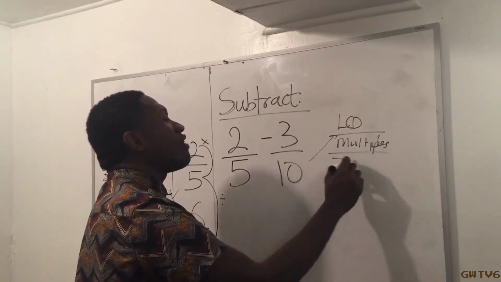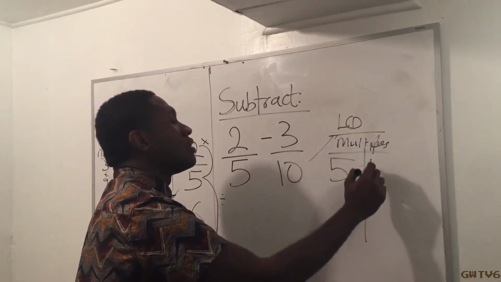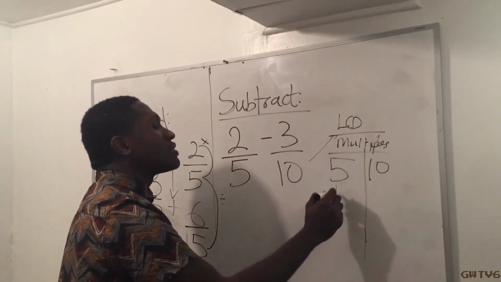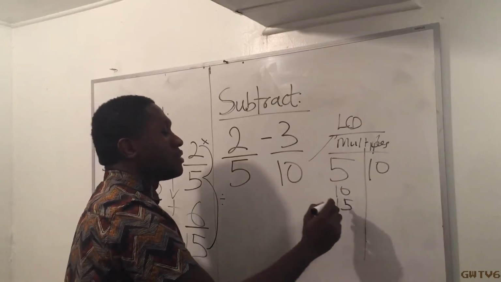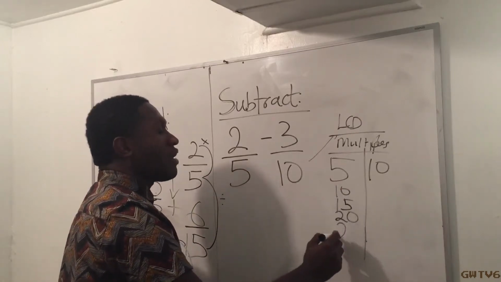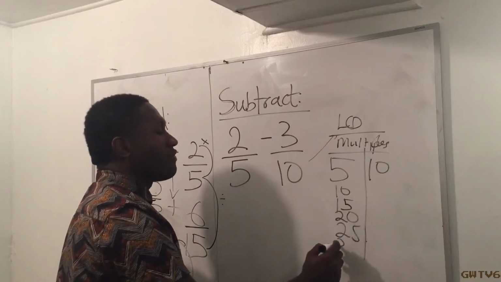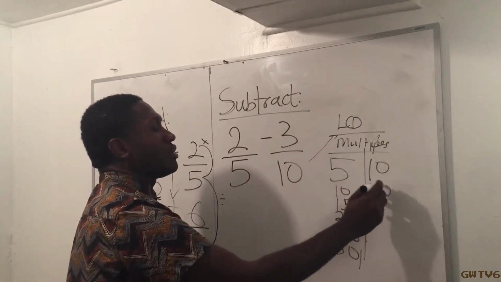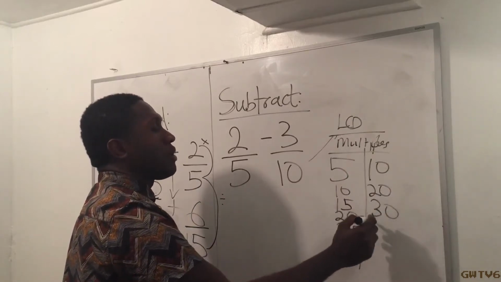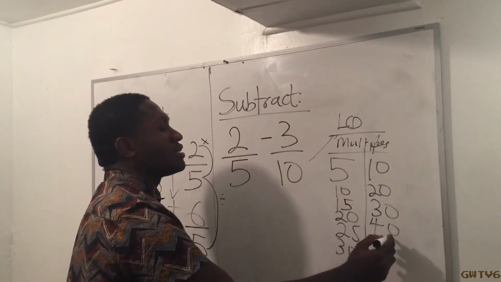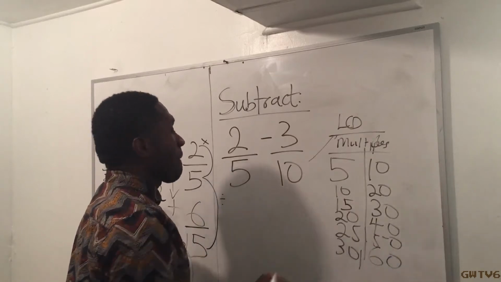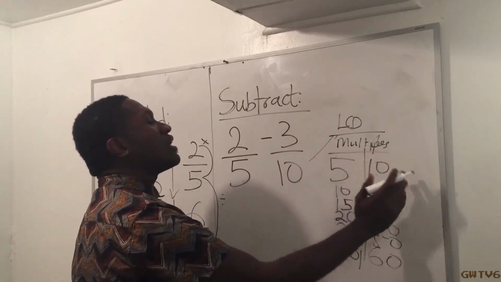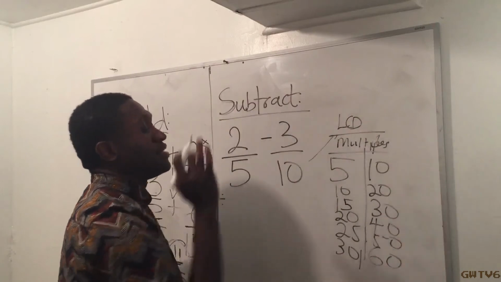So multiples of 5 and the multiples of 10. Multiples mean you keep adding the same number. So 5 plus 5 is 10, plus 5 is 15, plus 5 is 20, plus 5 is 25, plus 5, 30. And let me stop a little bit and do this side. 10 plus 10 is 20, plus 10 is 30, plus 10 is 40, plus 10 is 50, plus 10 is 60. And then the first number that is on this side and also on that side will be my LCD.